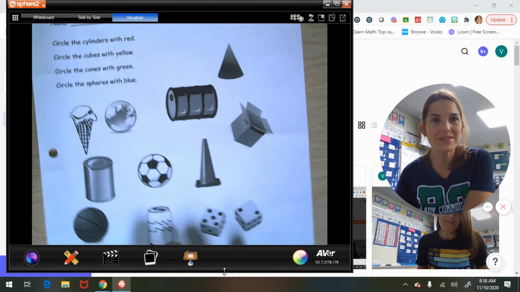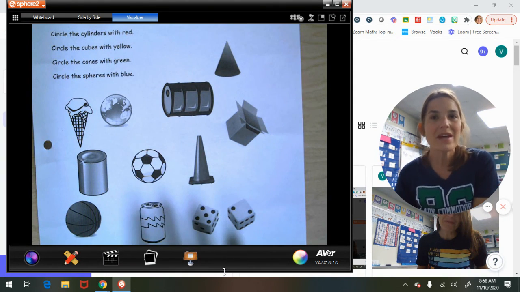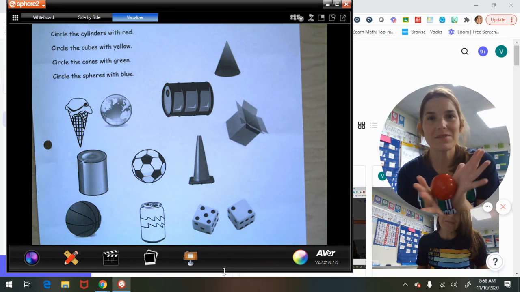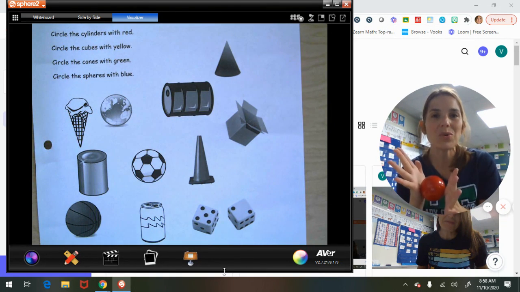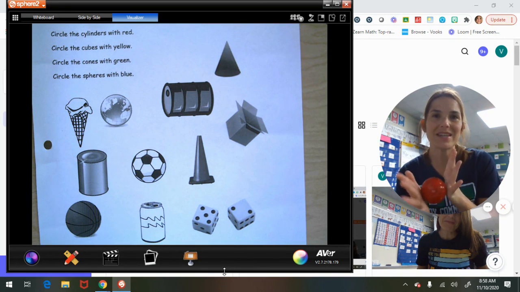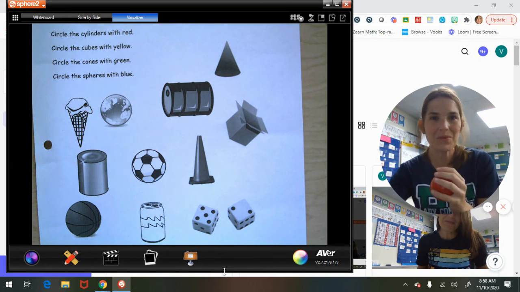If you're not able to print this out, boys and girls, no problem. Just go around your house and see if you can find some of these solid shapes and talk about how many faces they have, corners, how many edges, can they roll, can they not roll.